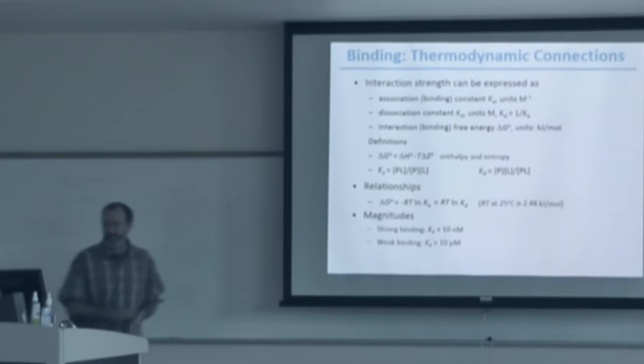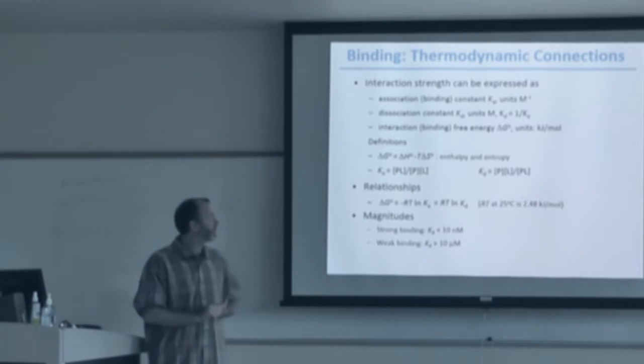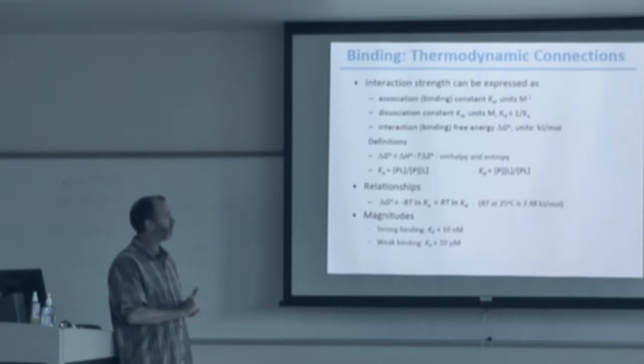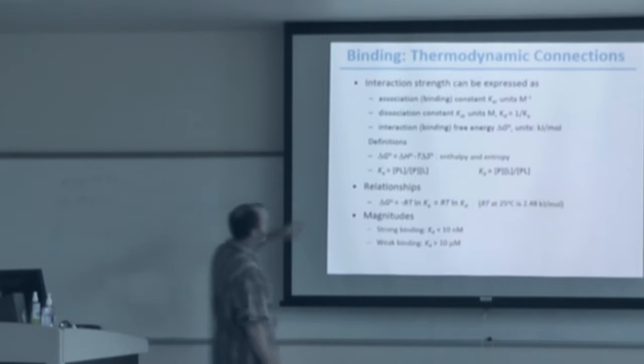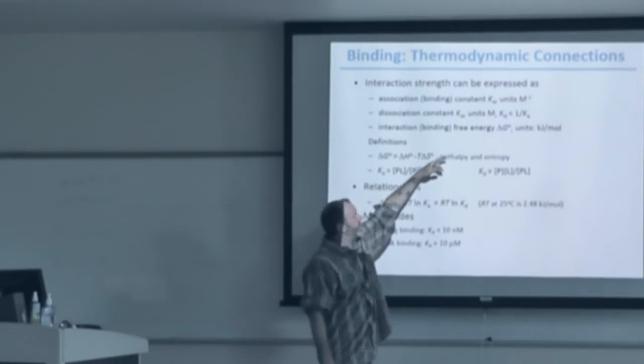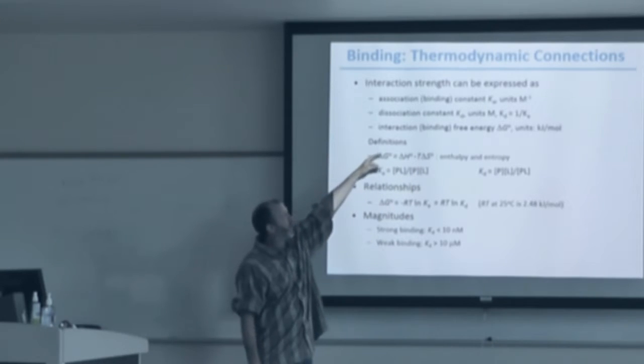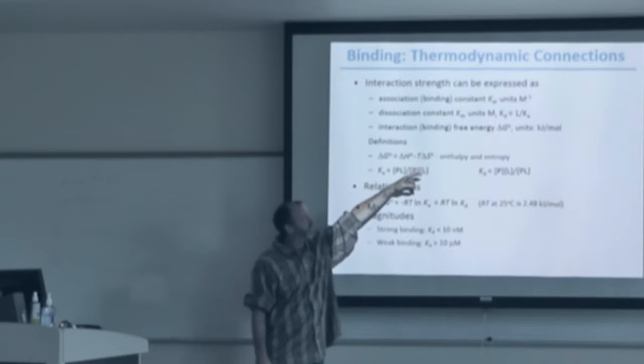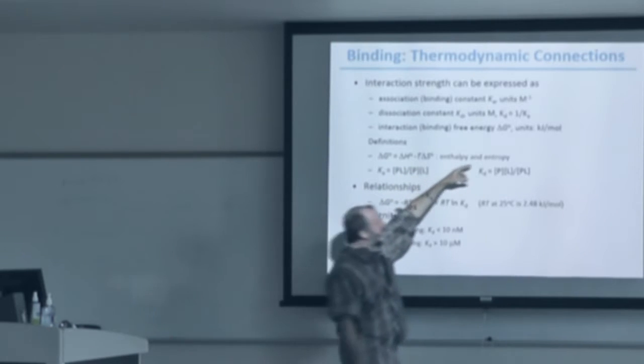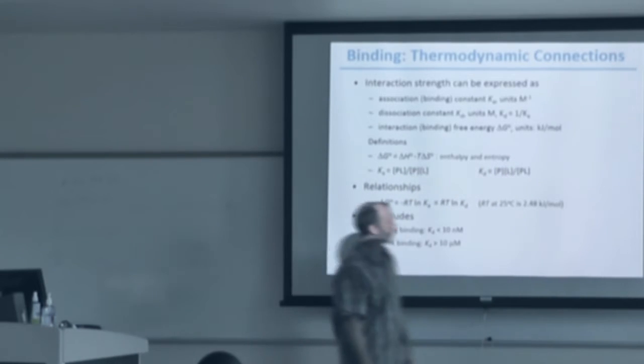So the interaction strength can be expressed as the association binding constant, per molar, or the dissociation constant, which is molar, which is 1 over the Kb, or 1 over the Ka. And the interaction's binding free energy, or the standard state free energy, is in units of kilojoules per mole.